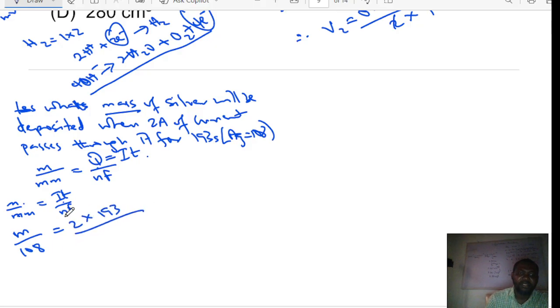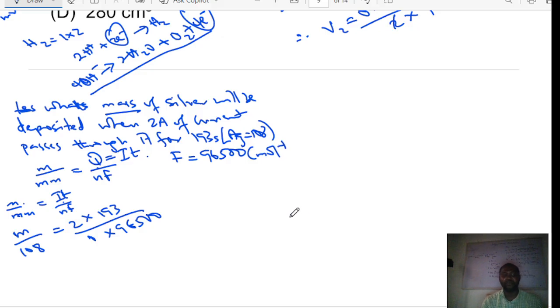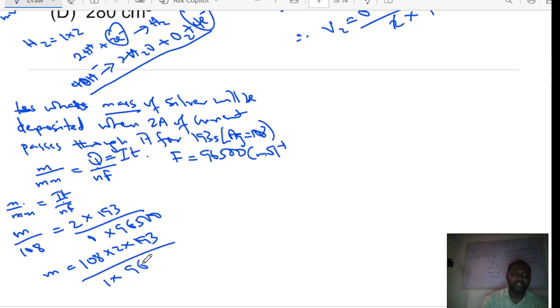N, which represents the number of electrons. Silver has a valency of +1, or an oxidation number of +1, so the number of electrons is just 1. Then multiplied by Faraday's constant, 96500. That's a constant. Faraday has a constant value of 96,500 coulombs per mole. Please don't forget that. So from here we can now find M. By cross multiplication, M is going to be 108 times 2 times 193 divided by 1 times 96500. So you can use your calculator, calculate that, and give me the answer in the comment section.